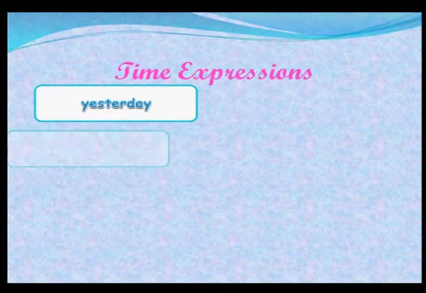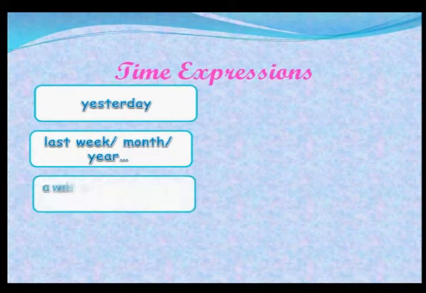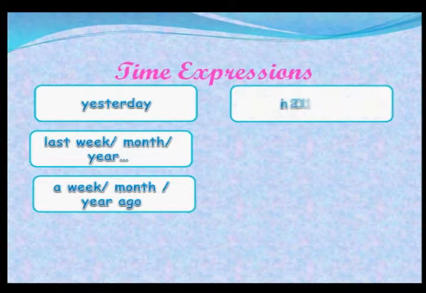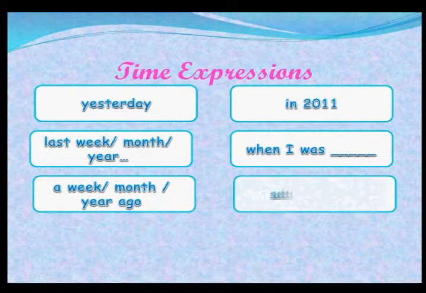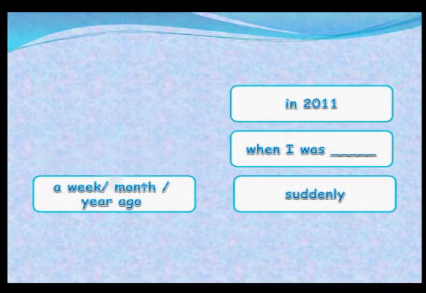This is a list of time expressions that can help you use the past simple. Yesterday, last week, last month, or last year. A week, a month, a year ago. So a week ago, a month ago, a year ago. In 2011, when I was... suddenly. So all this, I think, can help you to use the past simple or simple past.